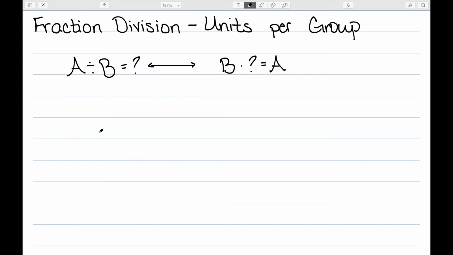And we can extend this idea to fractions as well. We have 4/5 divided by 2/3 is equal to what? We want to think of this as 2/3 times what is equal to 4/5. In other words, what is the size of one whole group when 2/3 of a group has a size of 4/5 units?